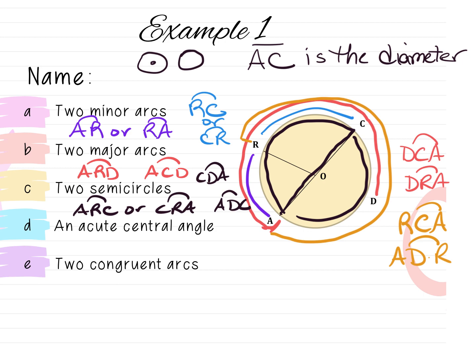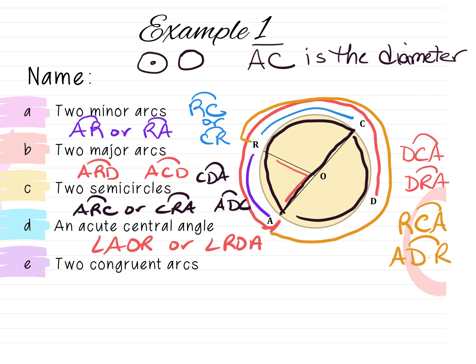And it wants me to name an acute central angle. Now I really don't have any numbers here, but the only one that looks like it's less than 90 would be this one. This one I can't really assume. So I would say the only one here is AOR, or in reverse, ROA.